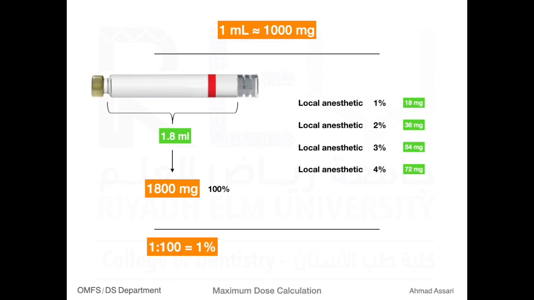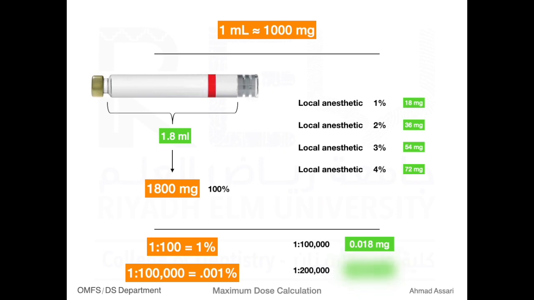The same method can be used to calculate the amount of vasoconstrictor in the cartridge. 1 over 100,000 dilution will give 0.018 milligrams. 1 over 200,000 dilution will give 0.009 milligrams.